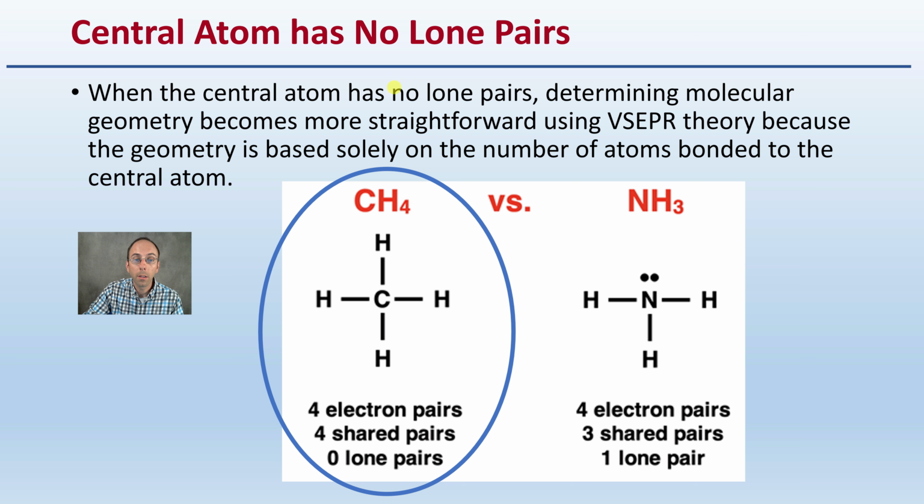So as we saw in the title slide, the CH4, there are 4 electron pairs. 4 of those are shared pairs. There are no lone pairs. Just to give you a visual of something that's a little different, with NH3, there are 4 electron pairs, but there are 3 shared pairs with 1 lone pair, and that's going to have a different geometry.